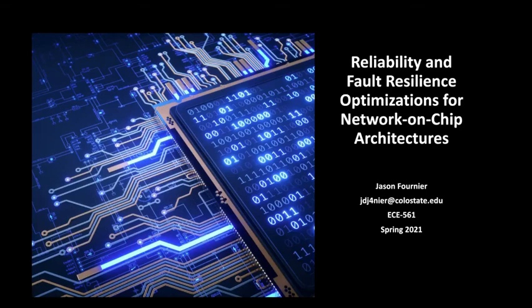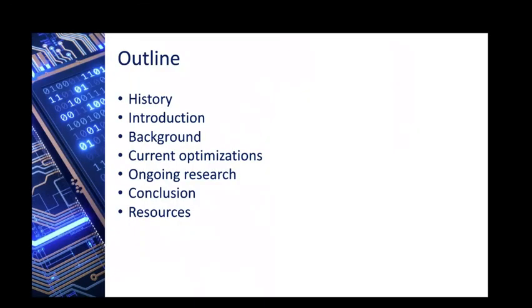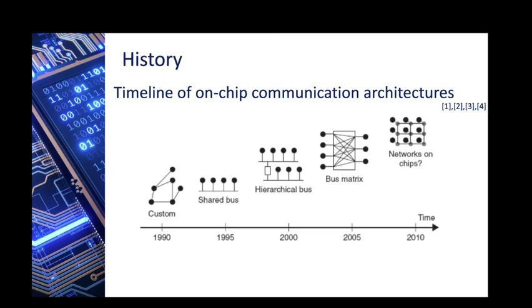Hi, my name is Jason Fournier, and this presentation is on the reliability and fault resilience optimizations for network on-chip architectures. The outline of this presentation will be as follows. First, we'll start with history, then we'll go into the introduction, background, current optimizations, ongoing research, conclusion, and finally, resources.